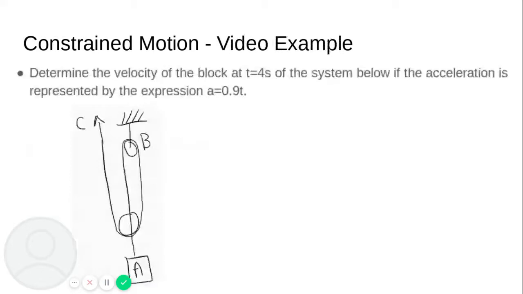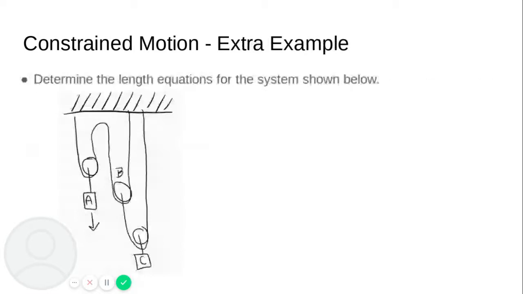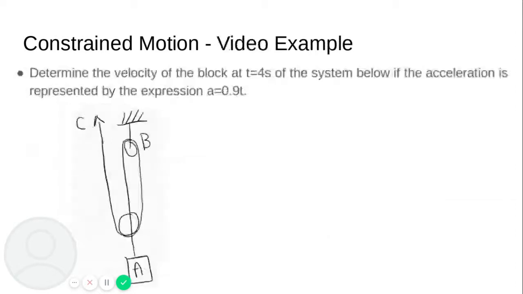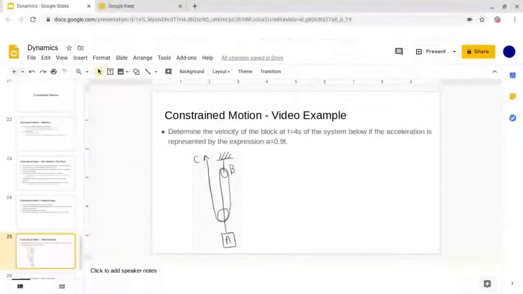So let's go over an example. We have here a block, which is A, and we want to determine the velocity of it if the acceleration which is happening at C is equal to 0.9t, where t is the time in seconds. There's also this extra example here which deals with more than one rope, but we'll do this one for now.